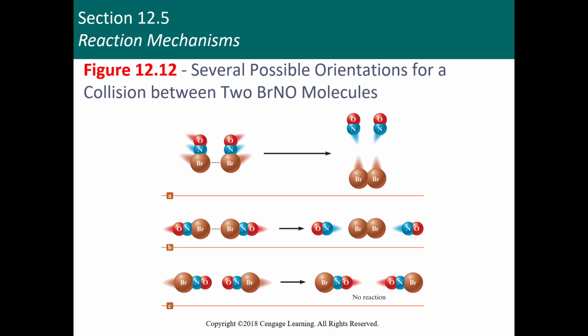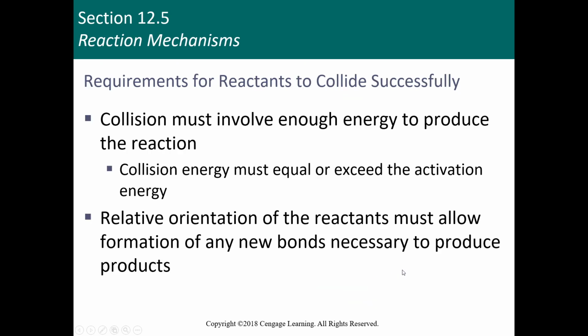All right, so this is the orientation, and how that matters. Right here we see the Brs oriented next to each other. So when they collide, they can merge and form Br2. Here we see another example of Brs. When they collide, they'll merge and form Br2. Here, that's impossible. When these collide, the Os are the ones that are colliding. And so the Brs will not be able to merge and make Br2, will they? And so this collision can never result in a reaction. That's the importance of how they collide.